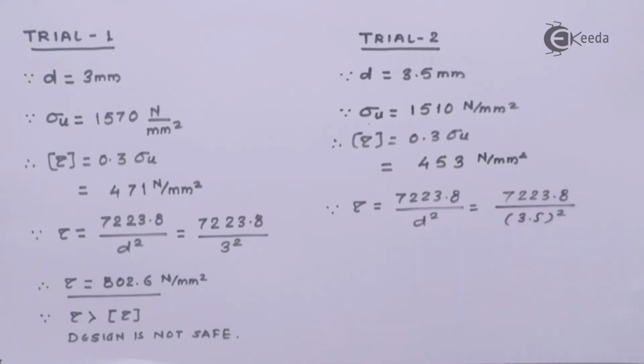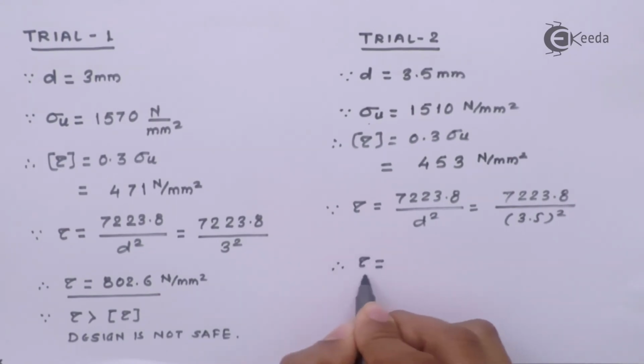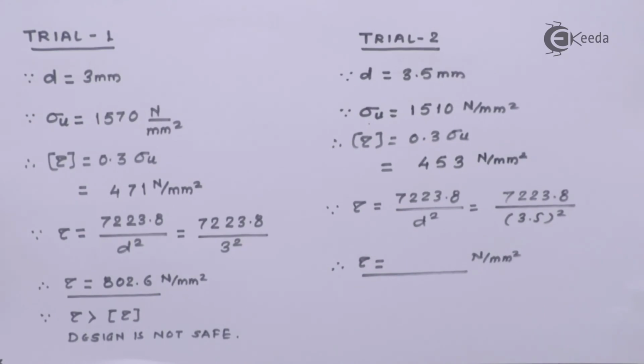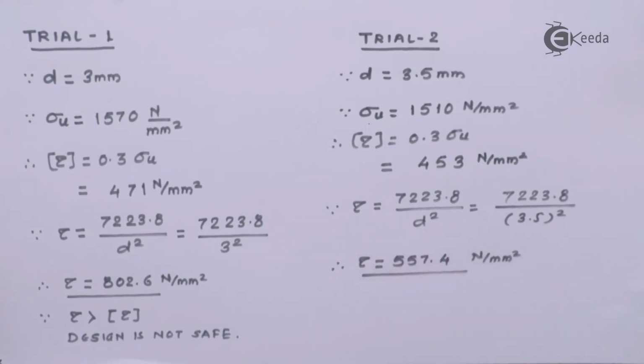let's try to find out the induced value. And therefore, after solving this, we'll get the induced value is equal to somewhere around 557.4 Newton per millimeter square. Now, as we compare this induced value with the allowable value, it is again clear that the induced value is greater than the allowable value, and therefore this design is not safe again.